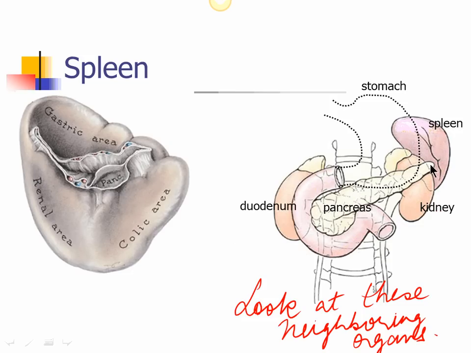The pancreas, the tail, this part is called the tail of the pancreas. That is very closely related here. This is the area where the tail of the pancreas is very closely related to the spleen. And the spleen is really a very vascular structure.